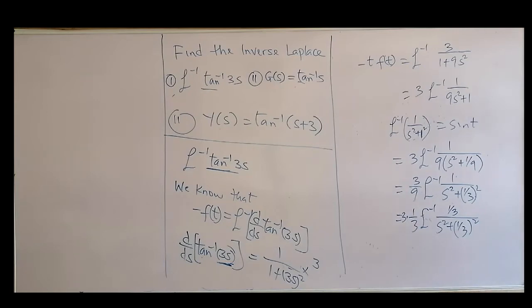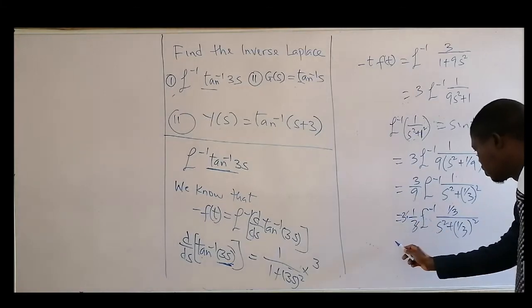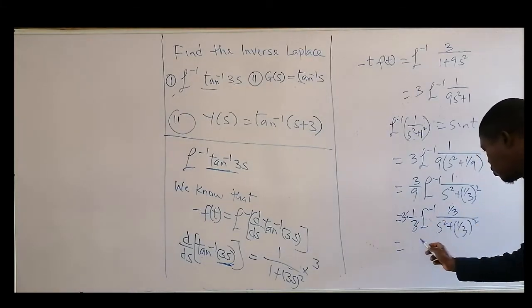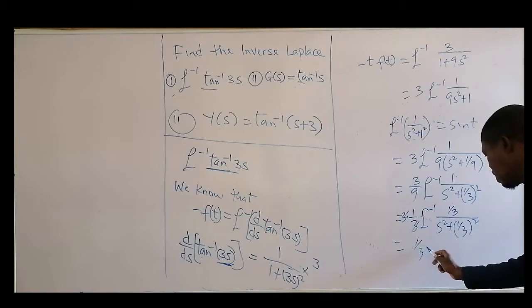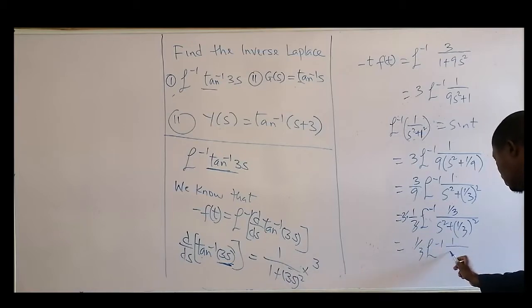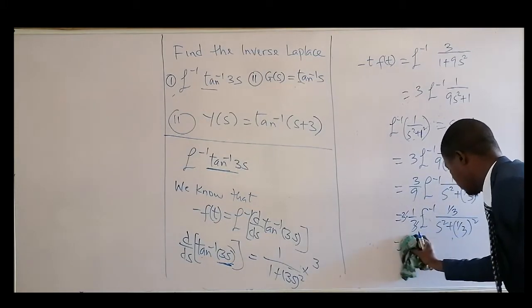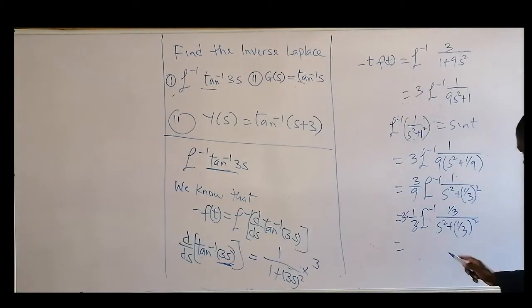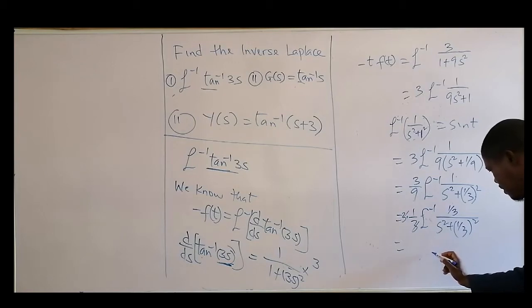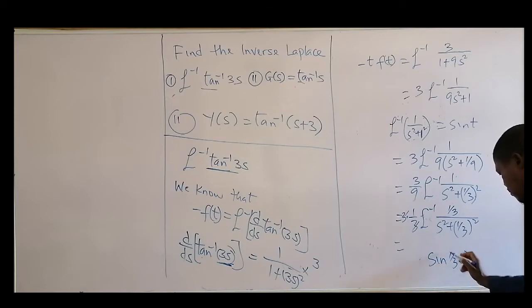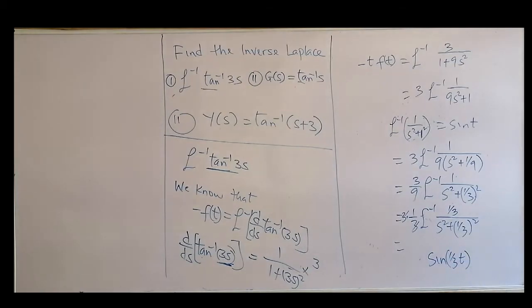So what do we do now? This one we cancel out. Then the inverse of this will be equal to 1 over 3 outside, times the inverse of 1 over x squared. We can leave it there; we've achieved the purpose of that. And that will be equal to sine 1 over 3 t. Sine 1 over 3 t.